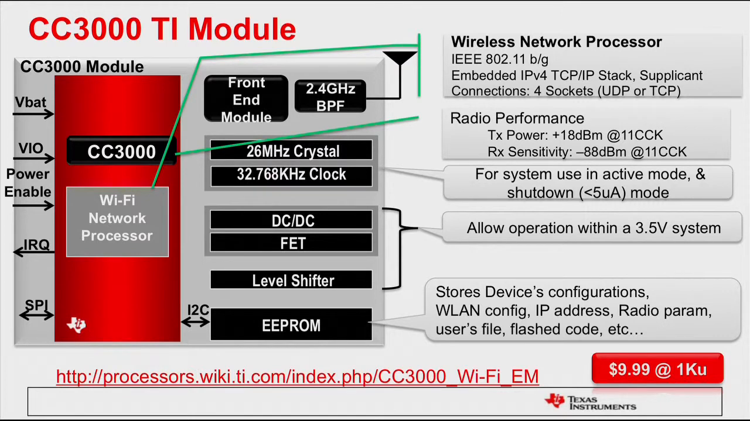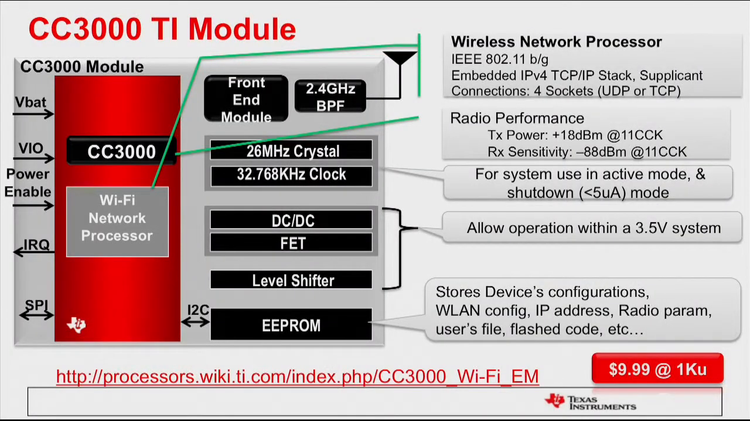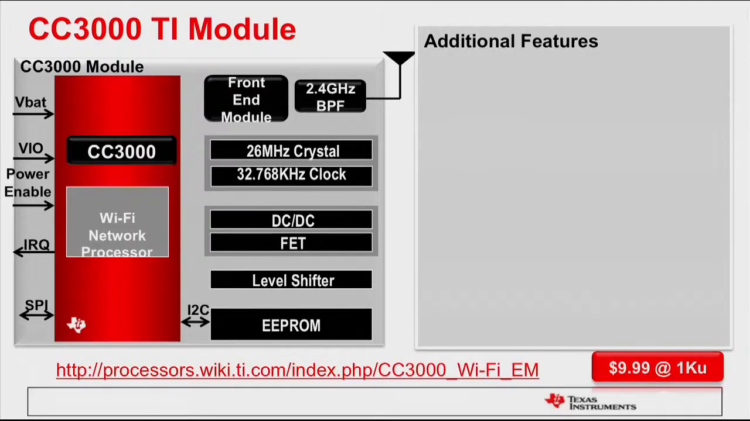This is used for configurations. You're going to have your wireless LAN configurations, IP address, any radio parameters. User files can actually be in there as well, and flash code. So some memory in there that allows you to do some configuration and fixes as needed. One key point that we show at the bottom is that this module itself is offered at $9.99 for 1K. That's a really good price for a Wi-Fi solution that's integrated like this and easy to use in the MCU world. So let's talk a little bit more.